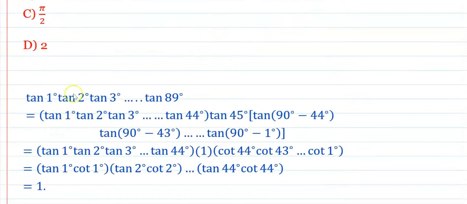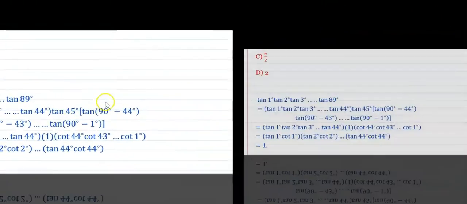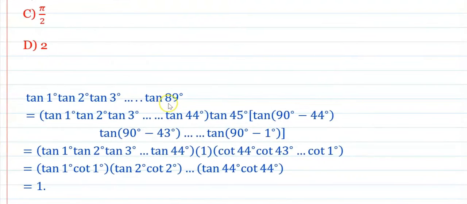Now see this here. Tan of 1 degree, tan of 2 degree, tan of 3 degree up to the tan of 89. It can be written as first tan of 1, tan of 2, tan of 3 up to the 44. Next tan of 45. Okay. After that 45 we will write here. Next to tan of 45, there is a tan of 46.